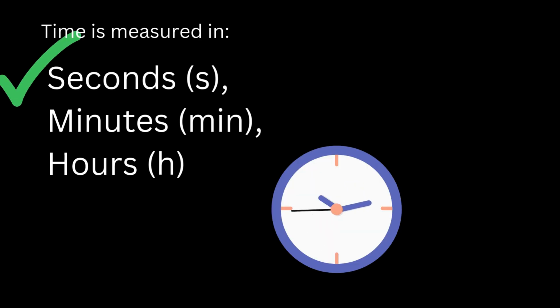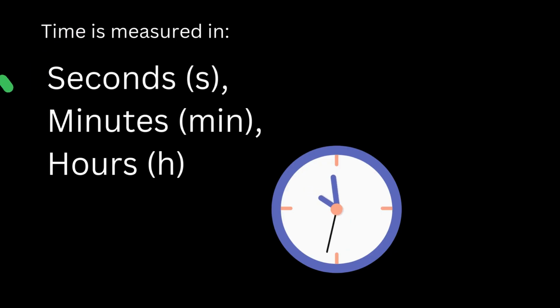Time. Time is measured in seconds, minutes, hours. The fundamental unit of time is seconds. Used in physics, sports and short duration measurements. For minutes, we can represent it as min. It is commonly used in our daily activities such as estimating travel time.